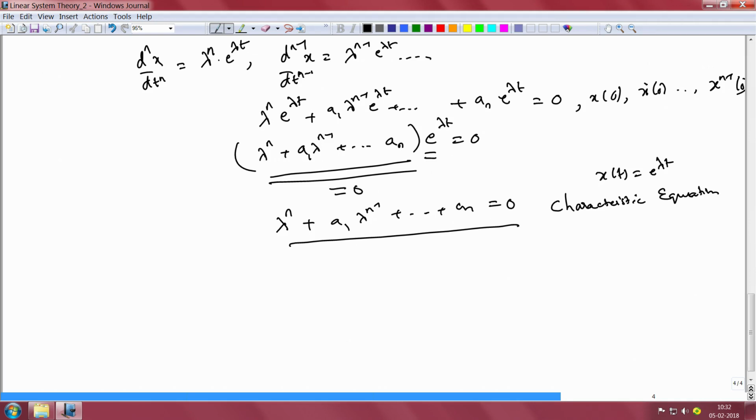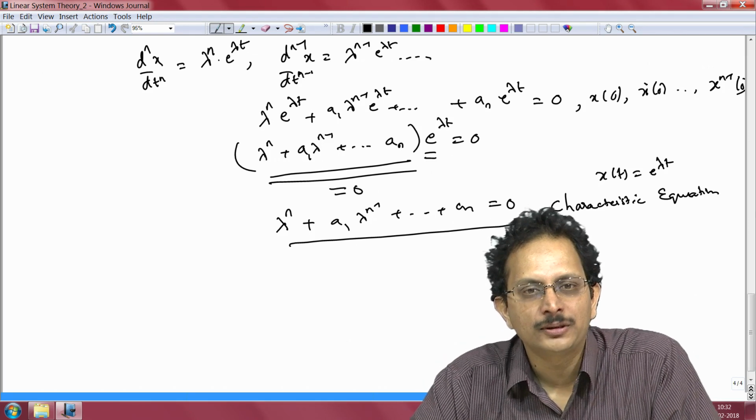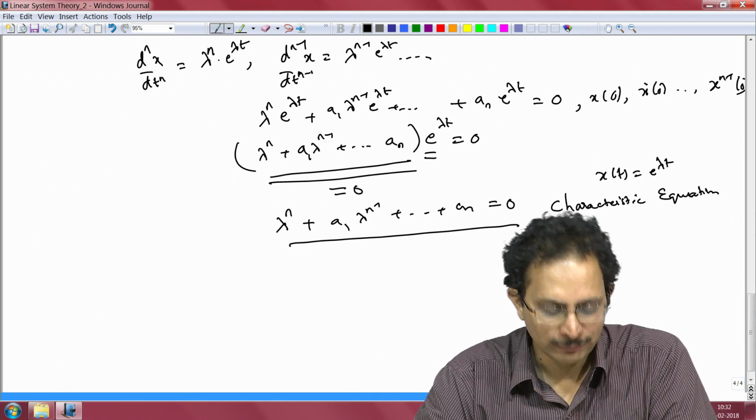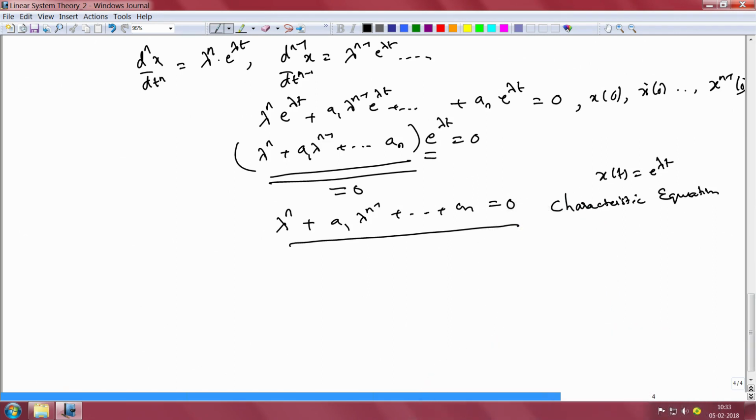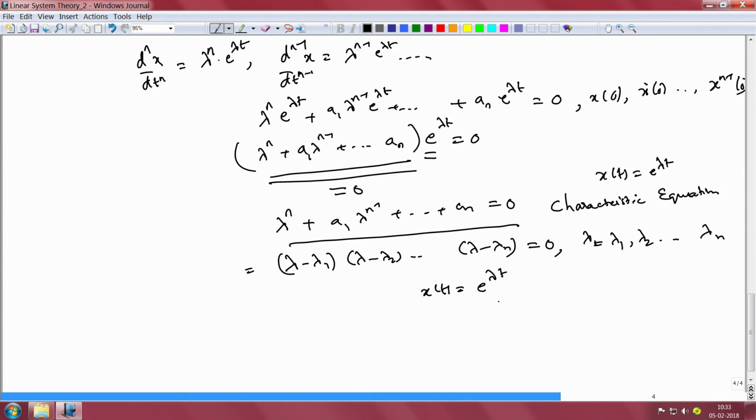Now how many solutions do we have, how many lambdas do we have that satisfy this particular algebraic equation? We know that if we have an nth degree algebraic equation, then we would have n roots. In other words, we can factorize this as lambda minus lambda 1 times lambda minus lambda 2 and up to lambda minus lambda n, and that should be equal to 0. So we would therefore have n roots, lambda equal to lambda 1, lambda 2 all the way to lambda n. So there are n specific values of lambda for which x of t equal to e power lambda t is a solution.